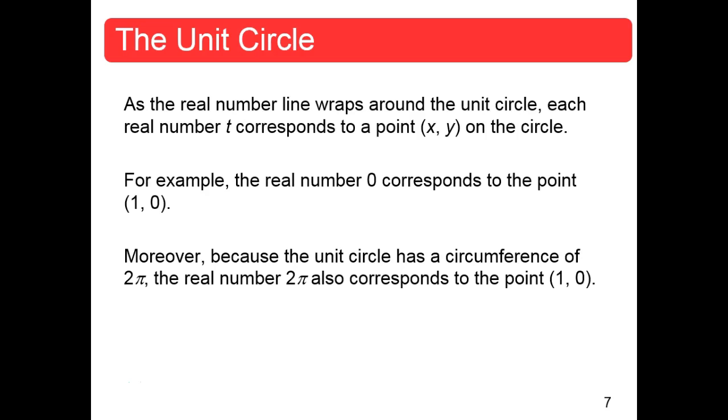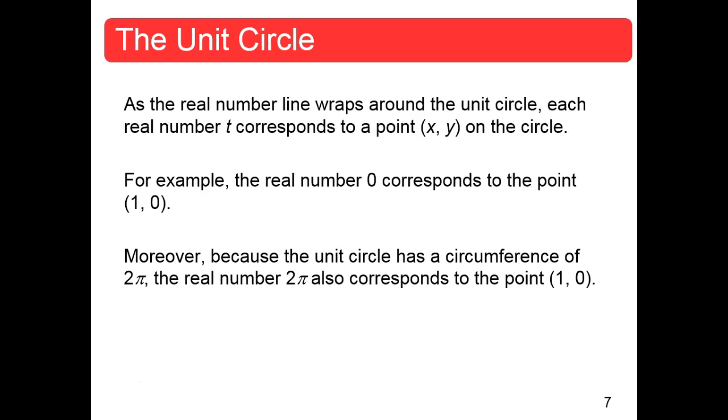Now, moreover, because the unit circle has a circumference of what? 2 pi, because 2 pi r is the formula for the circumference of a circle of radius r, and when the radius is always 1, this will be 2 pi. The real number 2 pi also corresponds to the point (1, 0). So every point has an infinite number of values on the real number line, but they're very specific ones. Every angle theta corresponds only to one point there. So we'll get back to that.